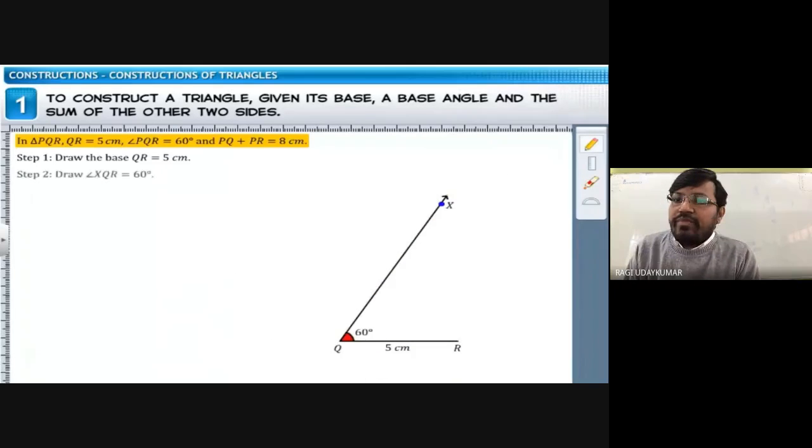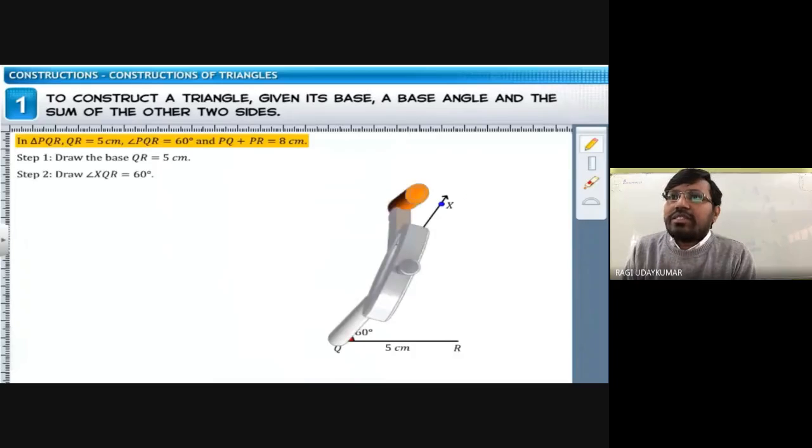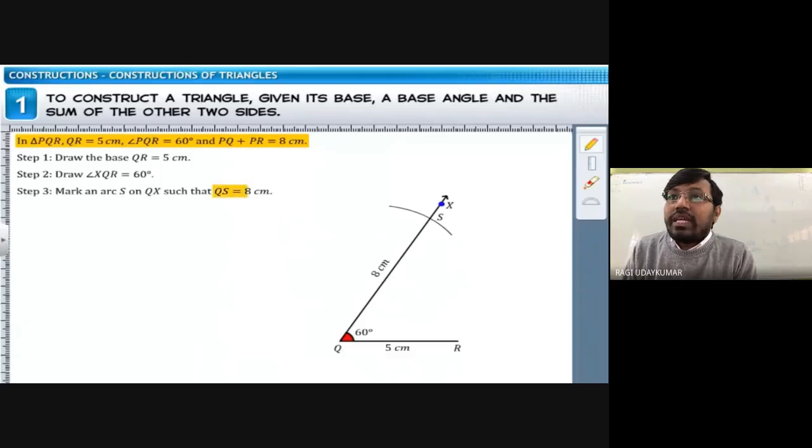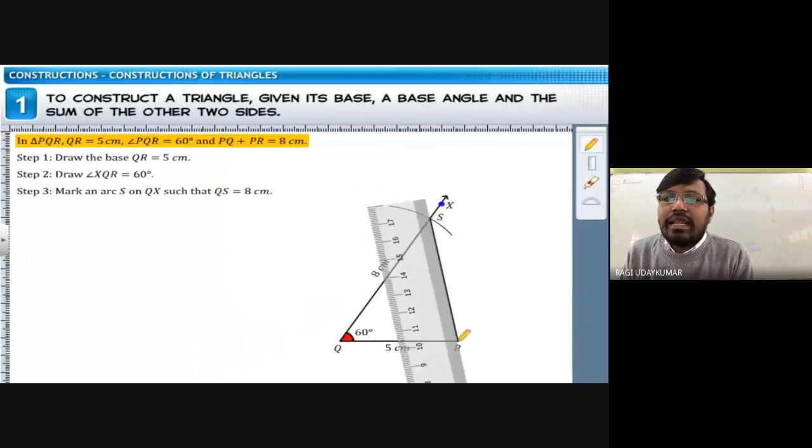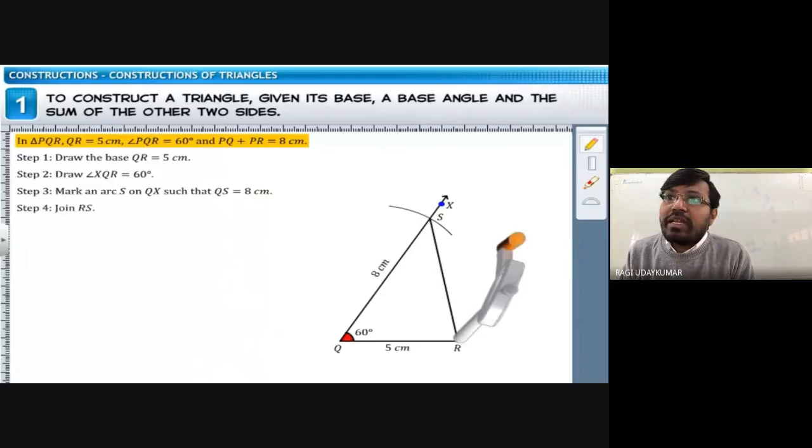On this 60 degrees ray, S will be a point, and S should be marked such that QS is equal to 8. The total sum given, PQ plus PR, is 8. Take 8. And join S to R. And draw the perpendicular bisector of SR.